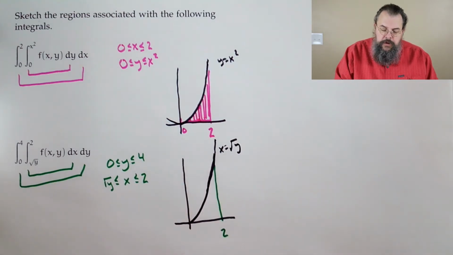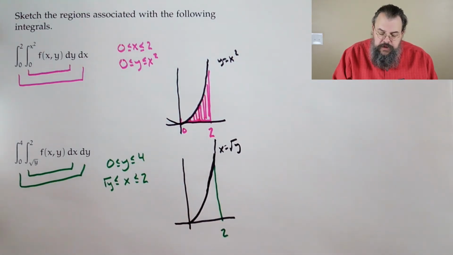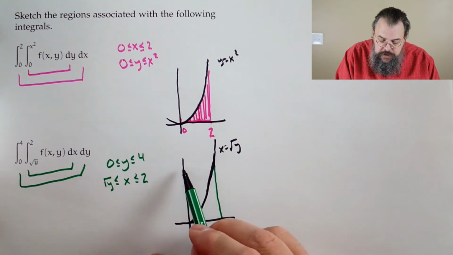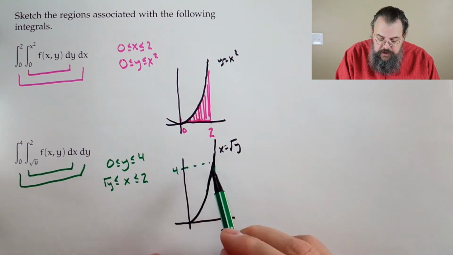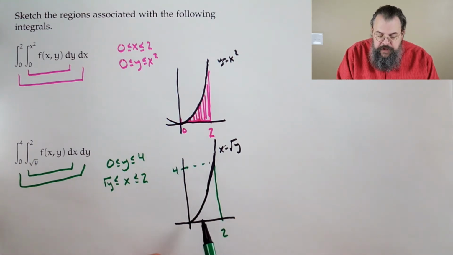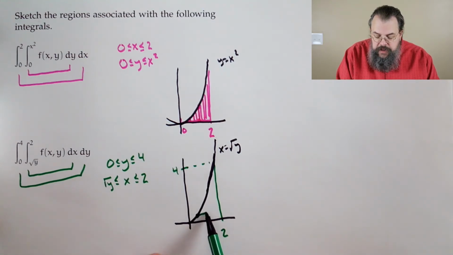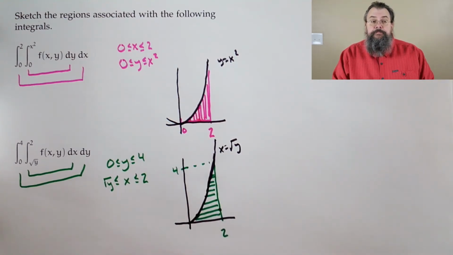And now we have, here we go. This is at 4. And you can see what's happening. For every value of y, we start at x equals square root of y and go over to 2. So we're doing this. So it's like we're doing horizontal slicing.